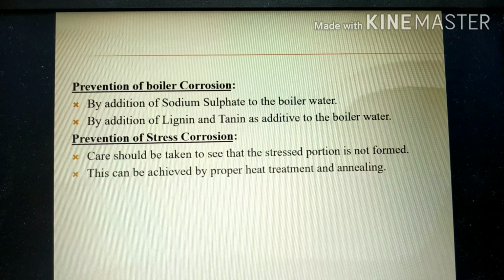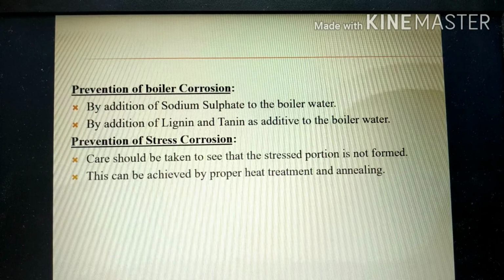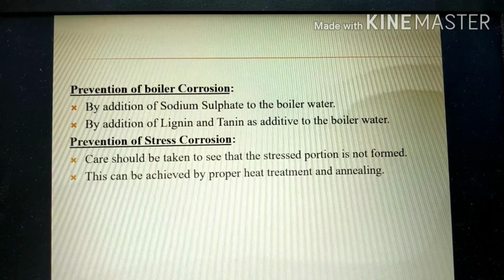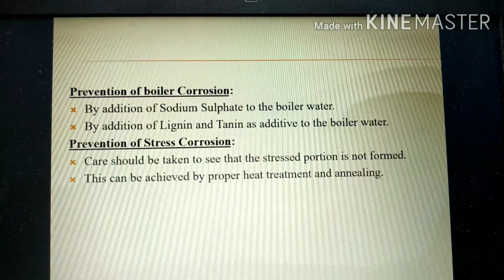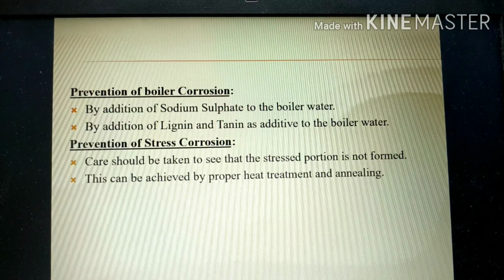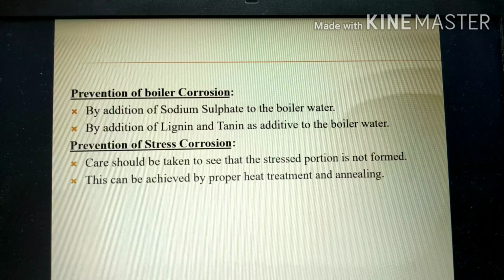Then we can also prevent the stress corrosion which is formed. We should take care that there should not be any stressed portion or bent portion or corners developed on the metal surface. So this can be achieved by proper heat treatment of the metal as well as proper annealing process.